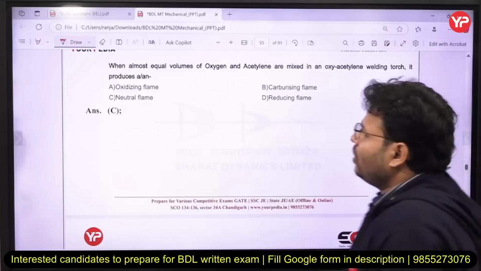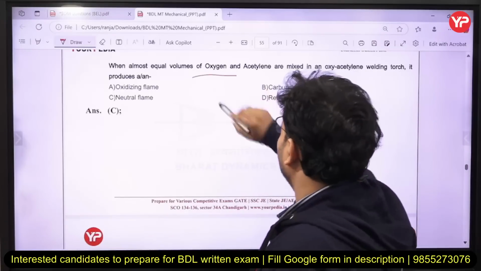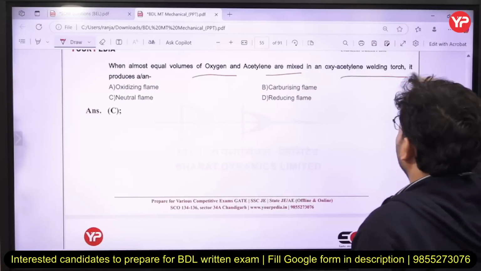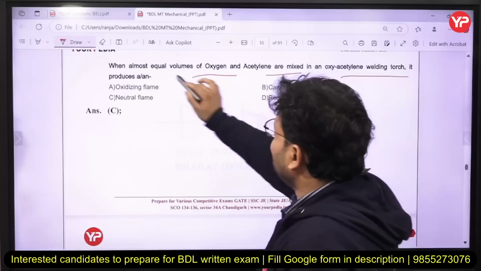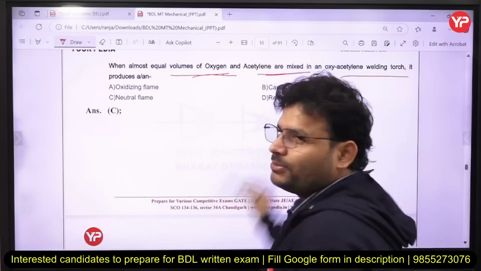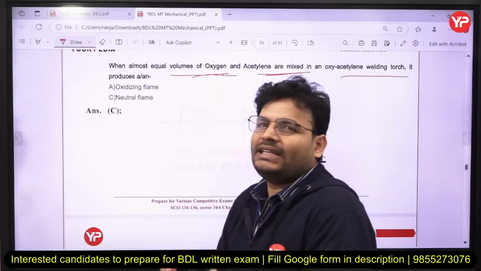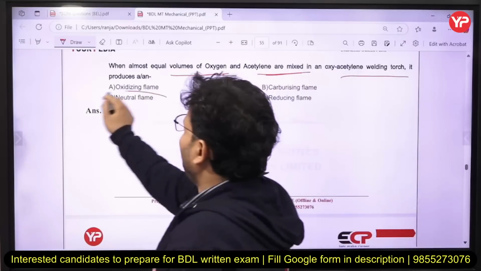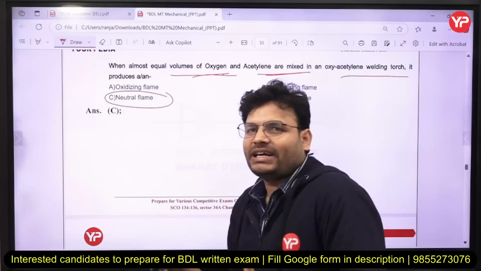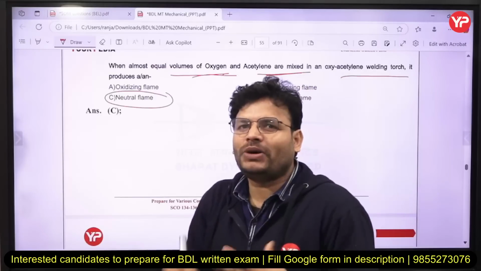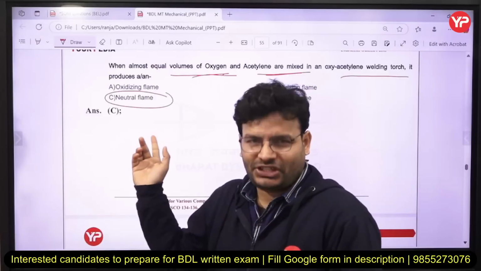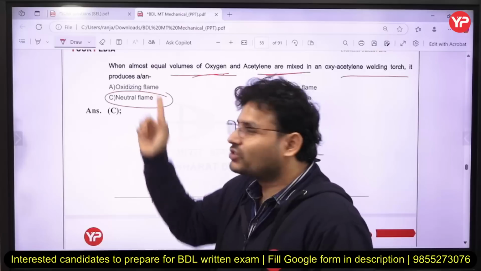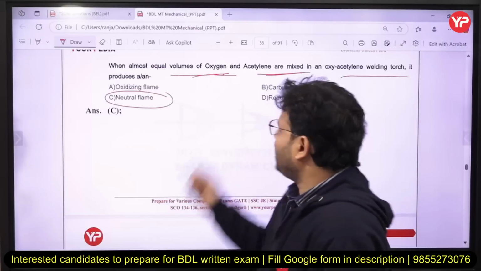Next question. When almost equal volumes of oxygen and acetylene are mixed in an oxyacetylene torch, both have equal volume, right? Then this is called what flame? It will give the neutral flame. An oxidizing flame occurs if the volume of oxygen is more than that of acetylene, my dear friends. Then it is called an oxidizing flame.